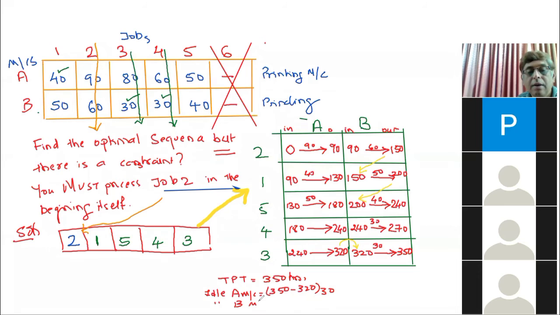How much idle time is there for B machine? 90. Okay, so initially see here, 90 is there. You can see the pen cursor, what I'm showing? Yes, visible? Okay, so initially it is 90, then 90 to 150, 150 to 200, 200 to 240, 240 to 270, 270 to 320. Here there is idle, correct? Here it is idle. So plus 320 minus 270. Okay, here idle time is there.